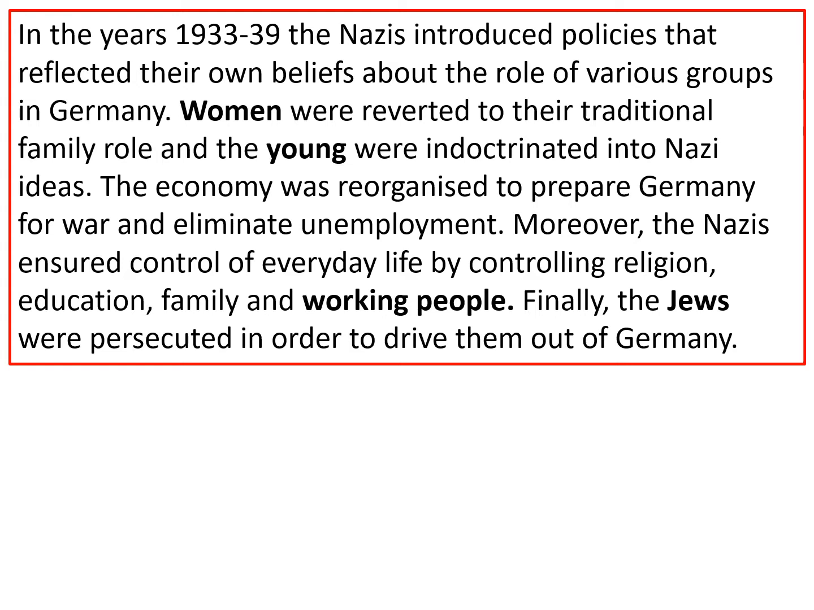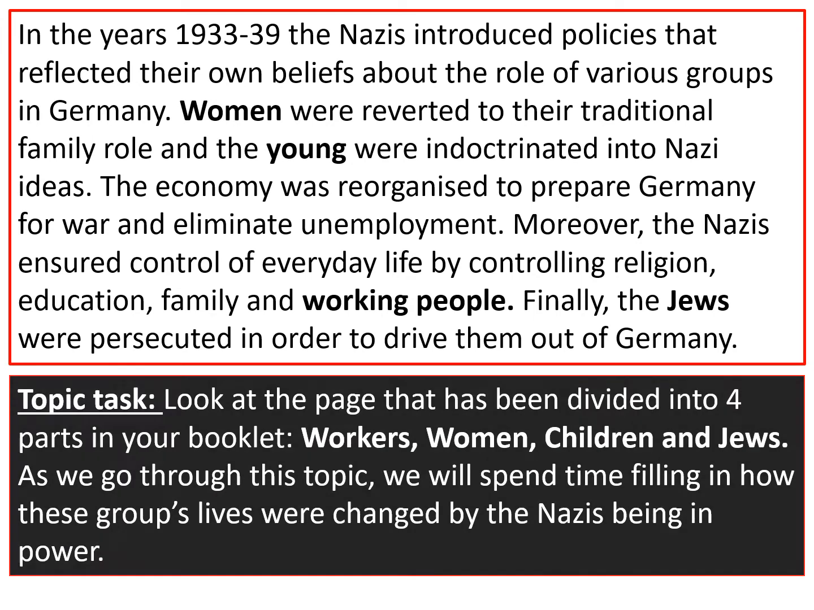They wanted women to revert to their traditional family role, and the young were indoctrinated or brainwashed into Nazi ideas. The economy was reorganised to prepare Germany for war and eliminate unemployment. Moreover, the Nazis ensured control of everyday life by controlling religion, education, family, and work for working people. Finally, under Nazi policy, the Jews were persecuted in order to drive them out of Germany. So by summarising Nazi policy there, I've picked 4 groups of people that would have been affected by their rules: women, young people, workers, and Jews.